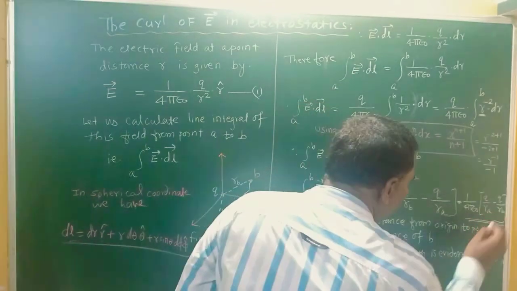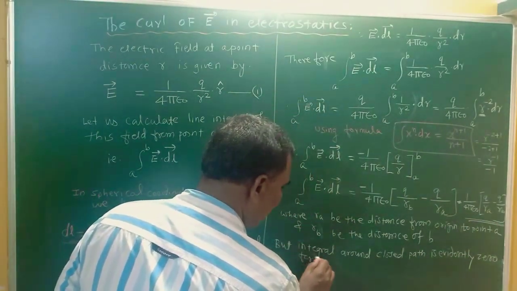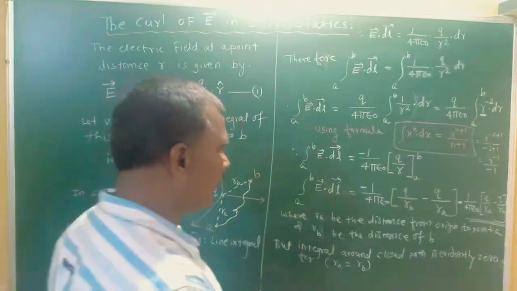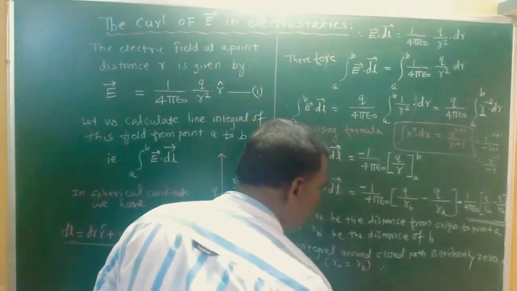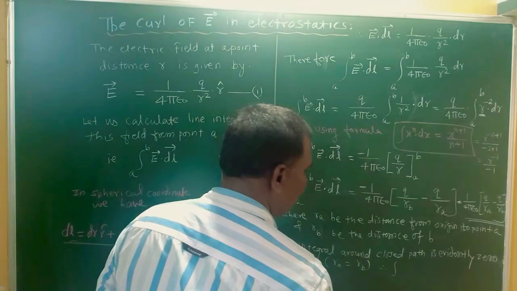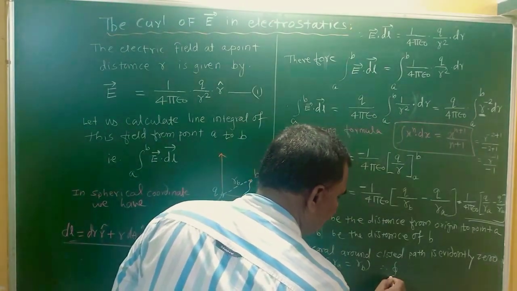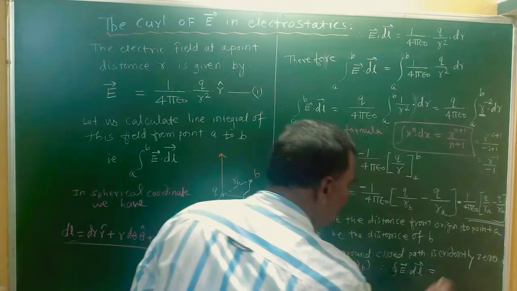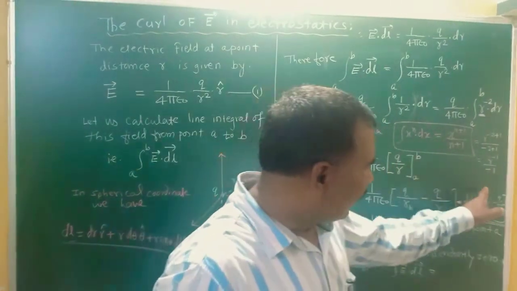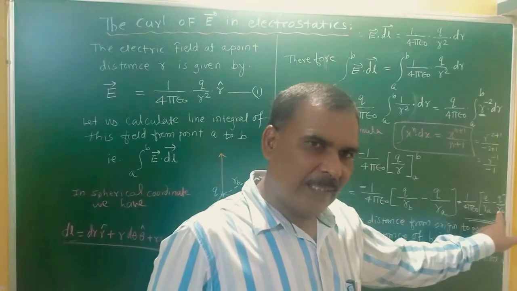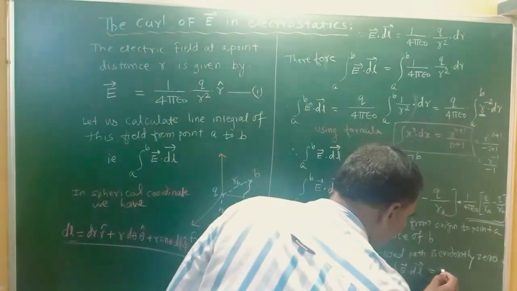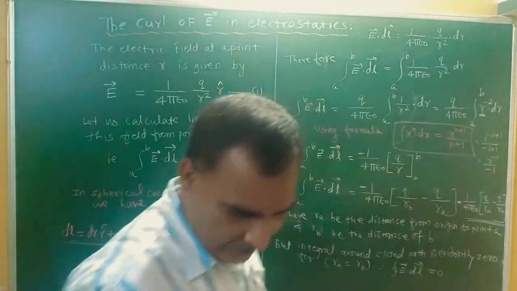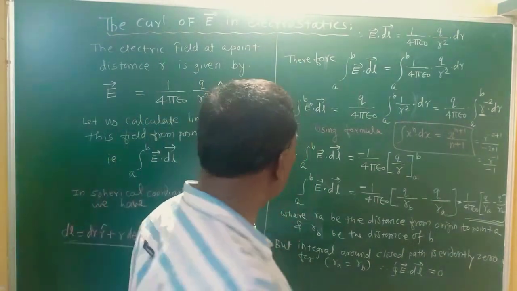Meaning, for this equation RA is equal to RB. If RA is equal to RB, what we have to get is the line integration over a closed path, that is E bar dot dl bar, which equals Q upon RA minus Q upon RA. 1 minus 1 is nothing but what? 0. 1 minus 1 is nothing but 0, and this is what we get: the closed integral of E bar dot dl bar is equal to 0.